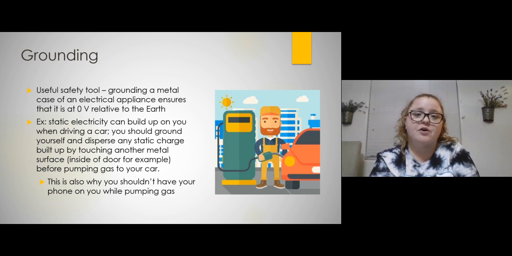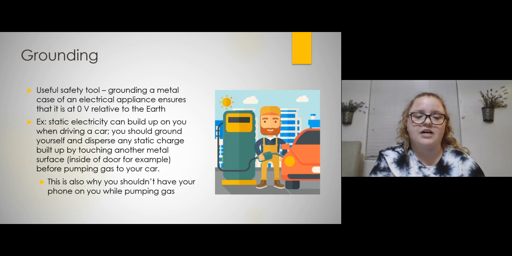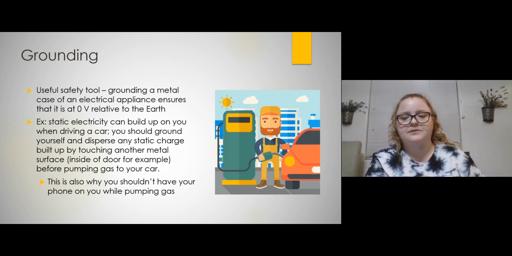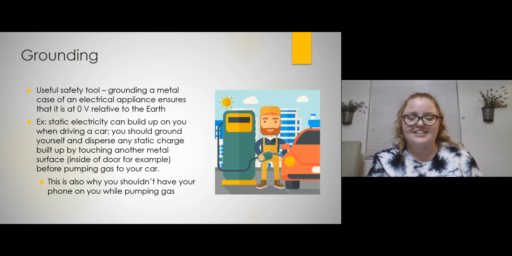This is also why you shouldn't have your phone on you. A lot of us have cell phones. You should leave that in the car as well when you're pumping gas. Okay, that's just a quick PSA with static charge and electric charge.